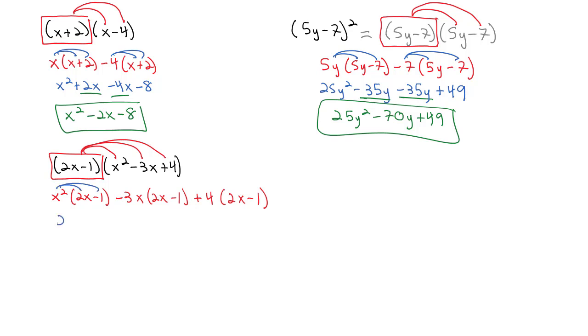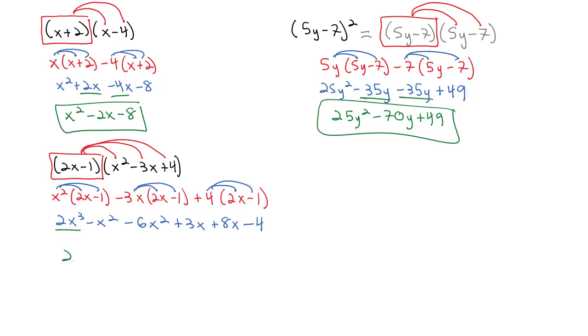Distribute the x squared through, giving us 2x cubed minus an x squared. Distribute the negative 3x, keeping that negative with it, gives us negative 6x squared. And negative 3 times negative 1 is a positive 3x. Then 4 times 2x is plus 8x. And 4 times negative 1 is a negative 4. Now we combine like terms.